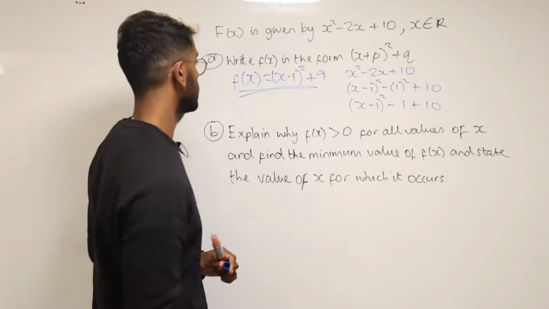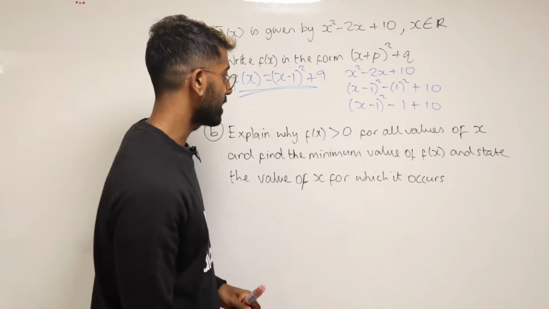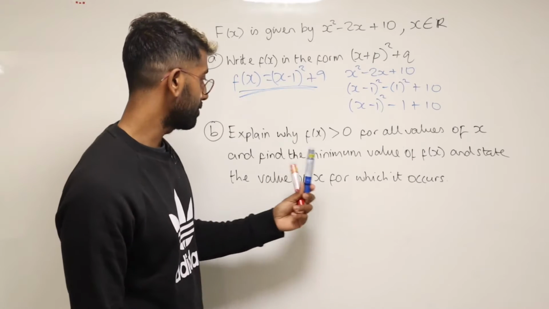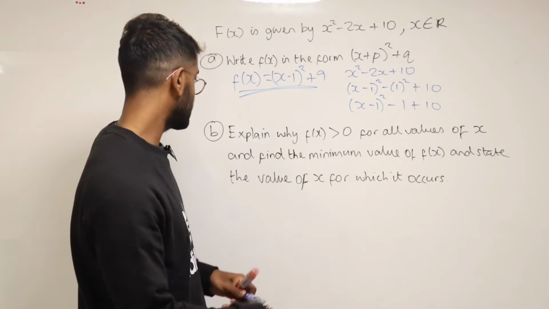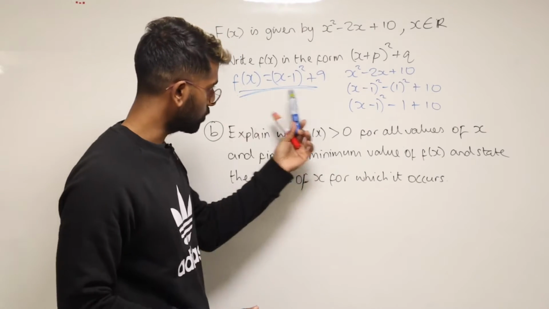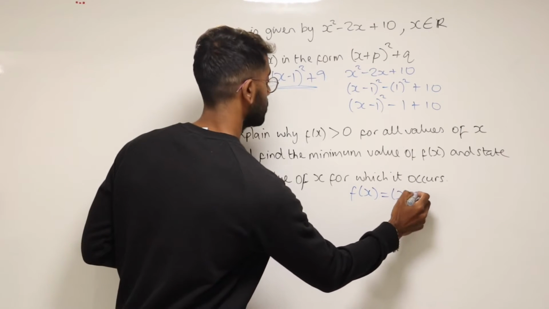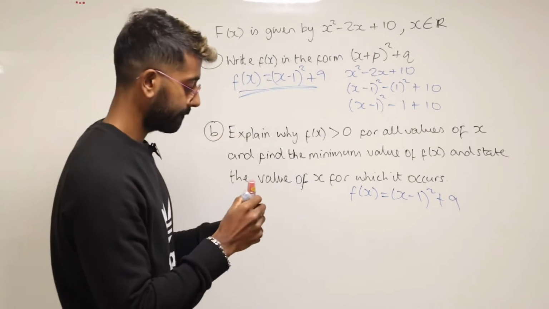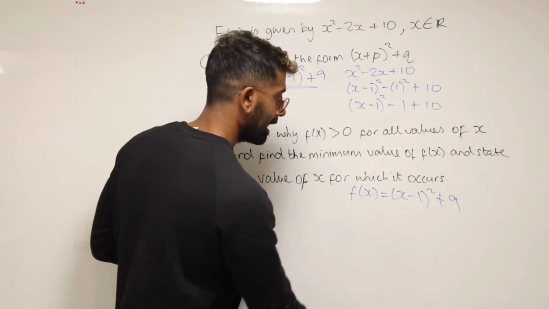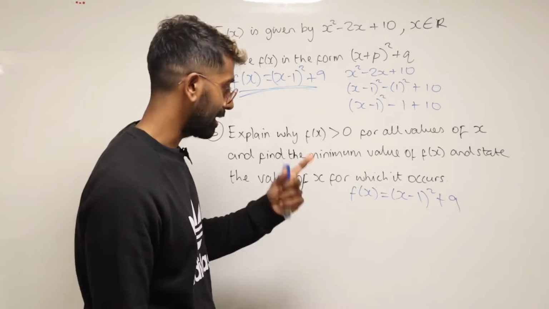And now hopefully we can use this to answer part B, which is explain why f of x is strictly greater than 0 for all values of x, and find the minimum value of f of x, and then state the value of x for which it occurs. So to do this, I'm first of all going to rewrite our function just down here. So f of x is x minus 1 squared plus 9. So again, what they're asking us for is, out of all the x values that we're allowed to put into this function here, what's the smallest result that will come out of there?